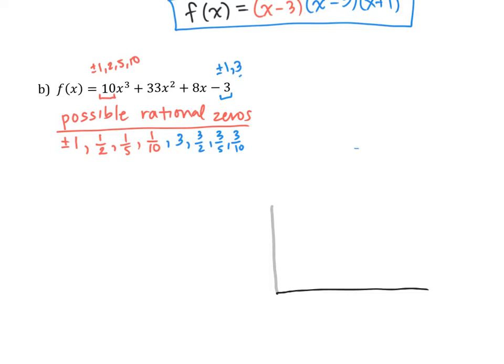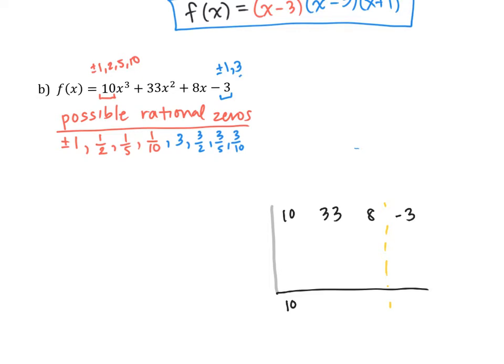Okay, let me list the coefficients: 10, 33, 8, negative 3. You're going to randomly pick which one you think is going to work first. I want to use a fraction, so I'm going to try an easy fraction. I'm going to try 1/2 and see if it works.